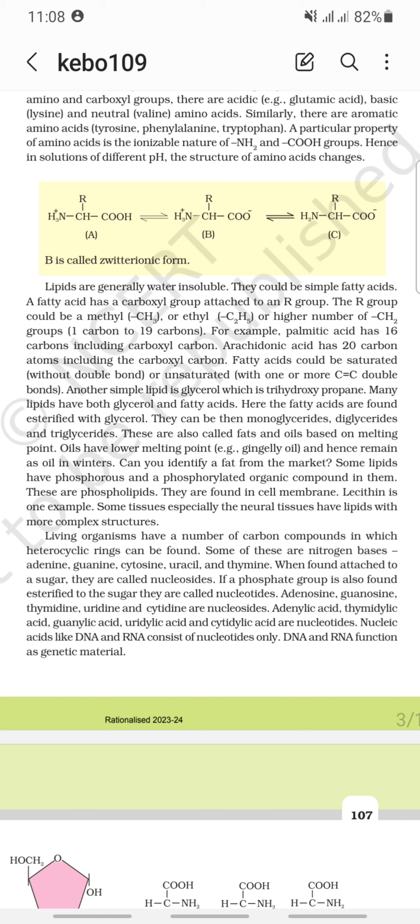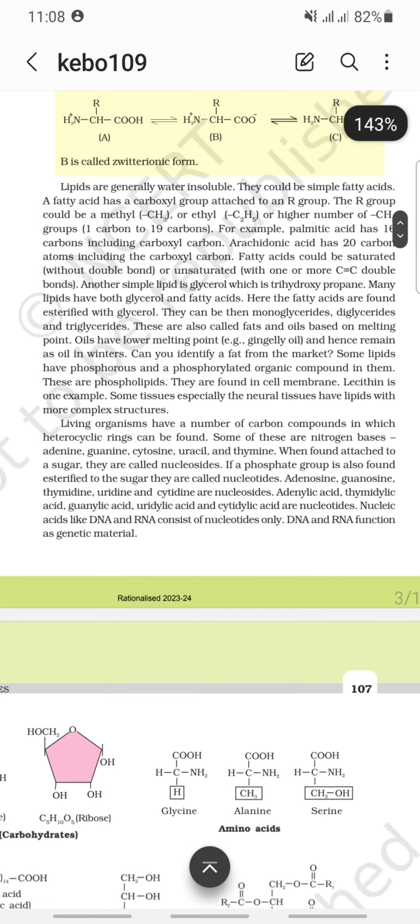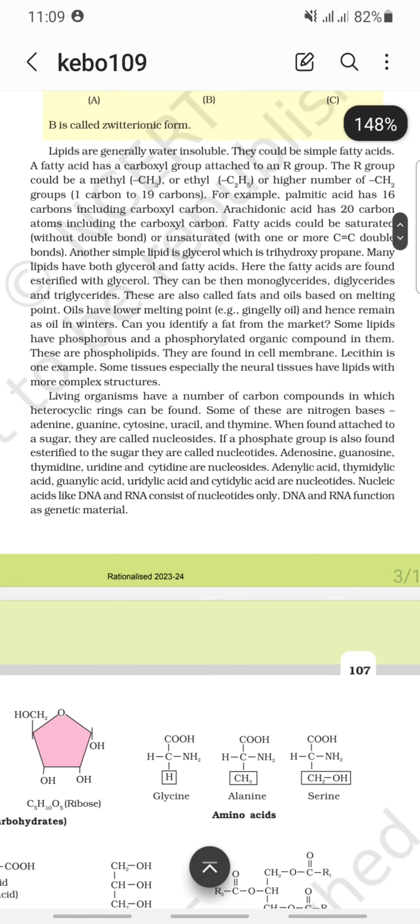Another simple lipid is glycerol, which is trihydroxy propane. Many lipids have both glycerol and fatty acids. Here the fatty acids are found esterified with glycerol. They can be then monoglyceride, diglyceride and triglyceride. These are also called fats and oils based on melting point. Oil has a lower melting point, for example gingelly oil, and hence remains as oil in winter. Can you identify a fat from the market?